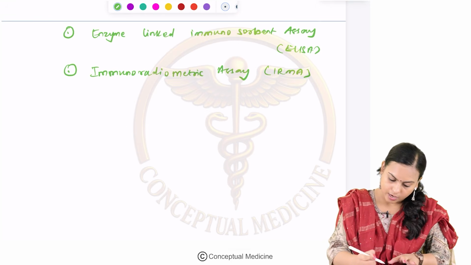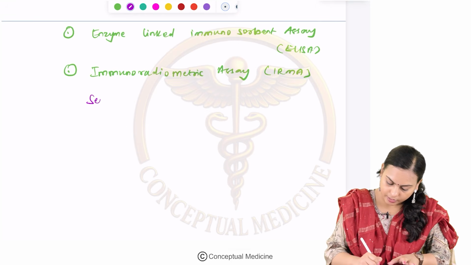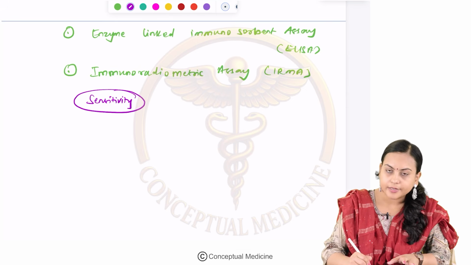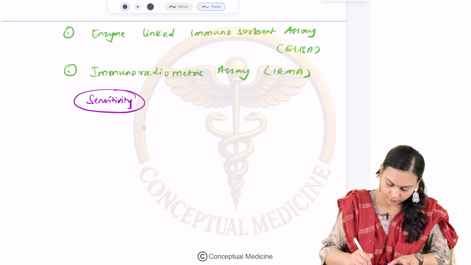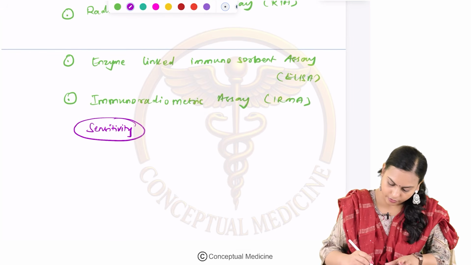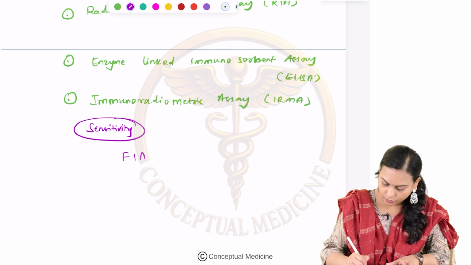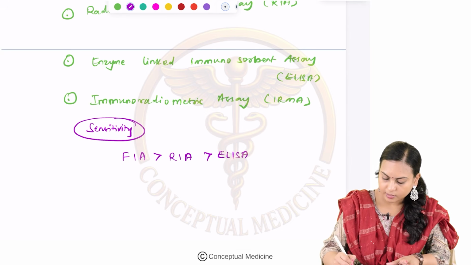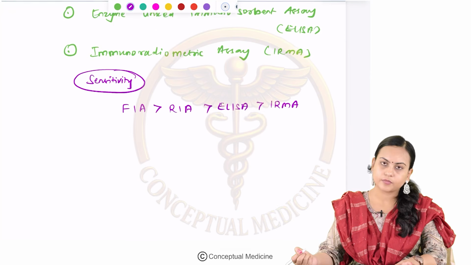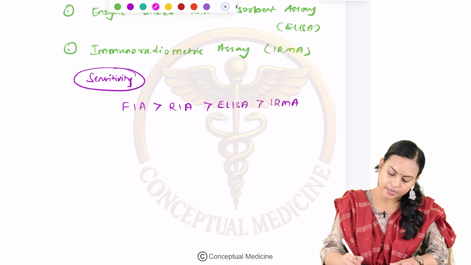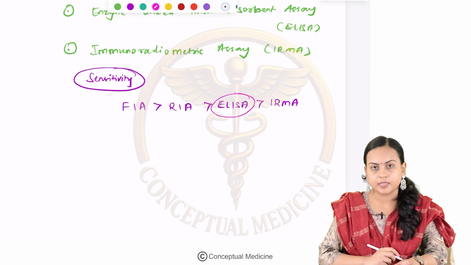Okay, and if we see the sensitivity of these tests in order, it is the same order of sensitivity. So, it is going to be fluoroimmunoassay, followed by radioimmunoassay, followed by ELISA, and followed by immunoradiometric assay. But the most commonly done test among this is ELISA.